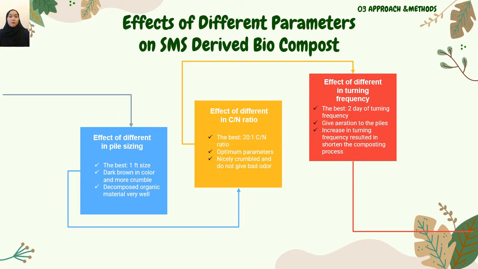Furthermore, the finished compost was also nicely crumbled and did not give bad odor compared to the other piles. Thus, the carbon nitrogen ratio of 20:1 was approximately within the range of the optimum ratio value that has been studied. While for the effect of difference in turning frequency, the best is turning every 2 days.